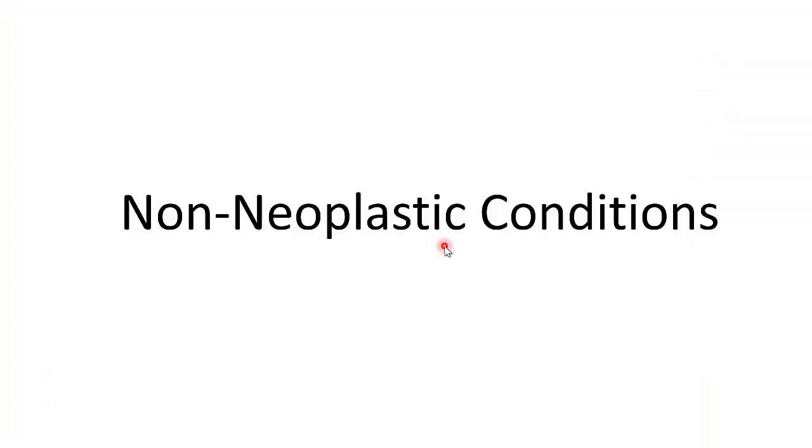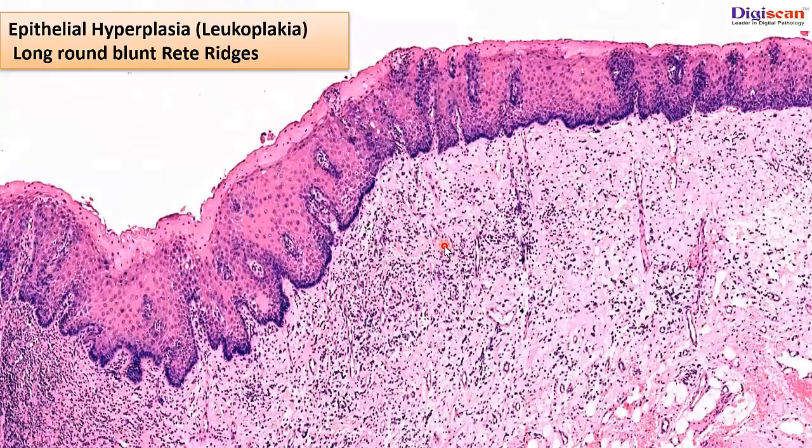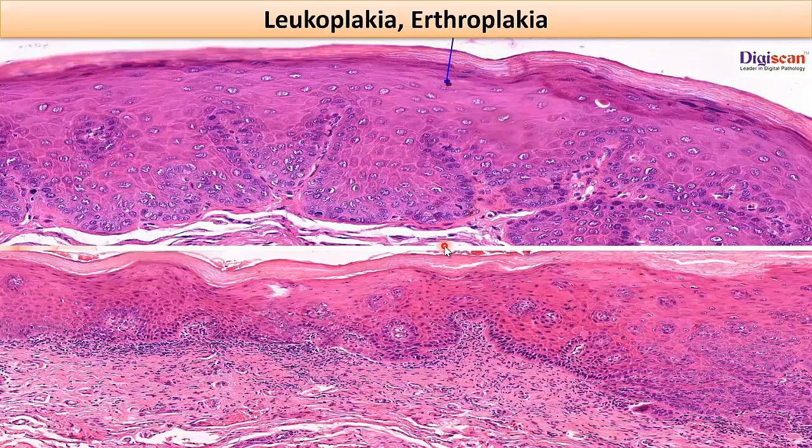Then some terms which we see in non-neoplastic conditions, as I have discussed before: epithelial hyperplasia is one which we see in leukoplakia of the oral cavity. Then the term is leukoplakia or erythroplakia. Leukoplakia is a clinical term, and erythroplakia again is a clinical term. In pathology, it is called hyperplasia with dysplasia. So we never use the term leukoplakia in pathology. We use epithelial hyperplasia with dysplasia or without dysplasia.